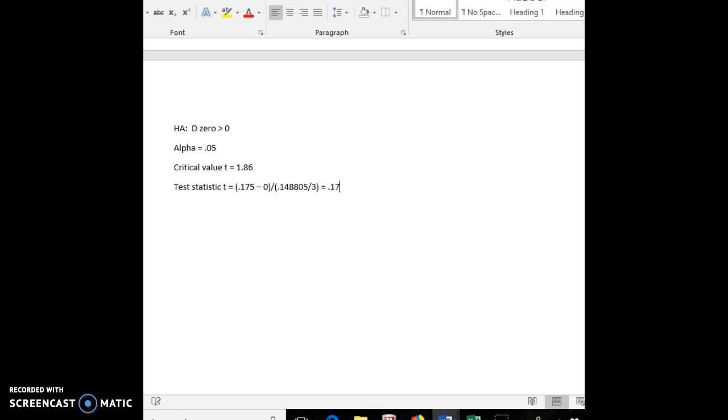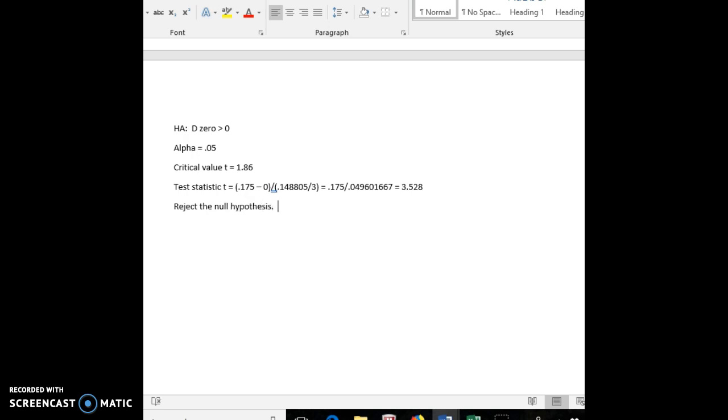All right, so this is 0.175 divided by 0.049601667. And now I'll do that final division, and that gives me 3.528. Now that is definitely to the right of our critical number 1.86, so we can reject the null hypothesis.